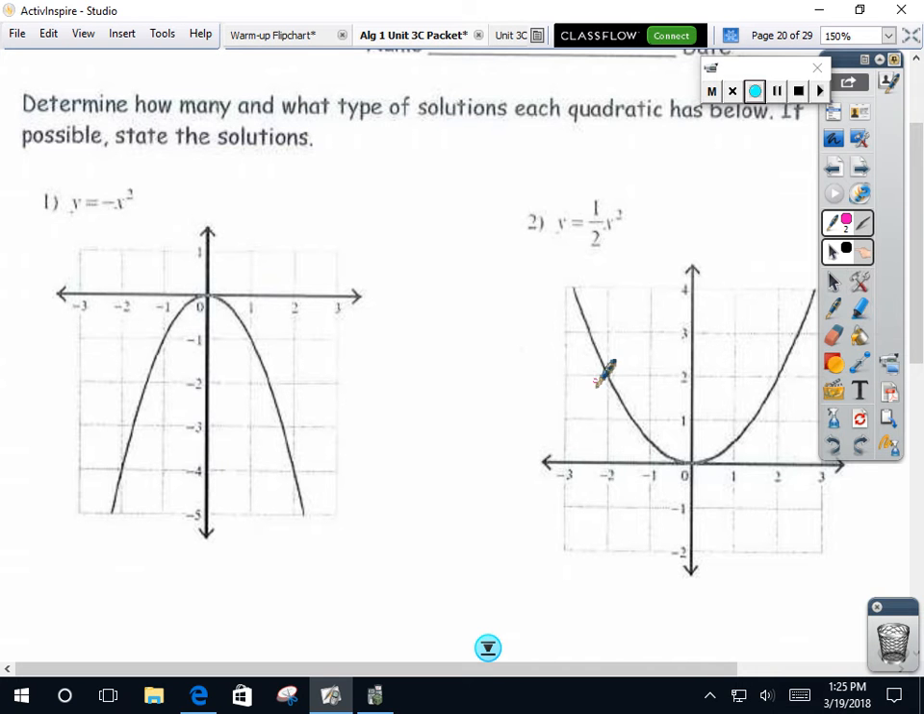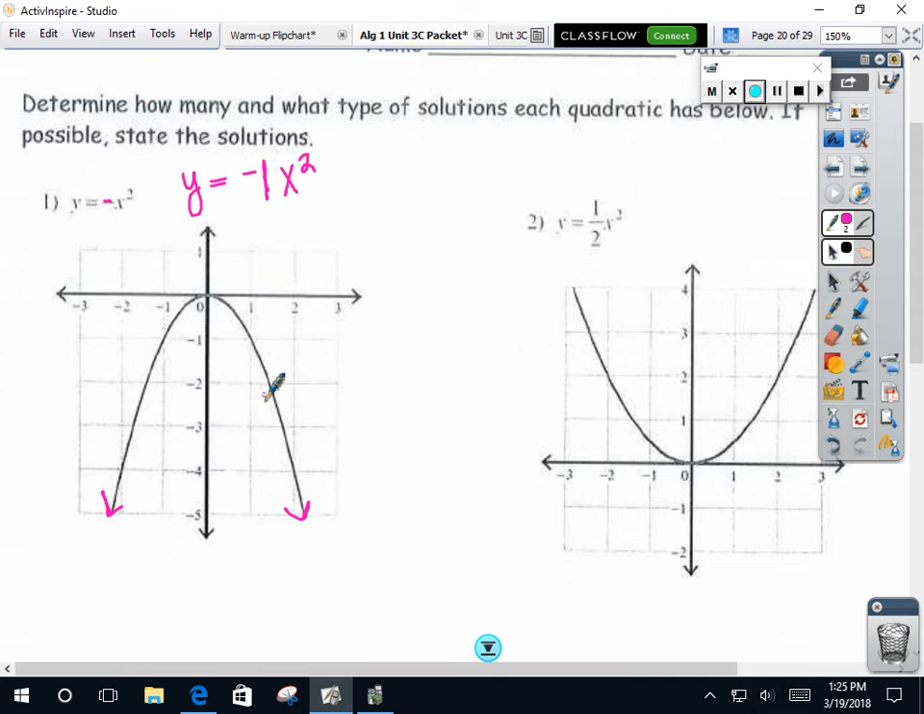All right. Determine how many and what type of solutions each quadratic has below. If possible, state the solutions. Okay, well, let's talk about some other things first. This parabola opens down. It's been reflected. And what caused that to occur? The negative. And isn't that negative like a -1 in the A place? And anytime your A value is 1, it's your standard size parabola. No vertical shrink or stretch has occurred.